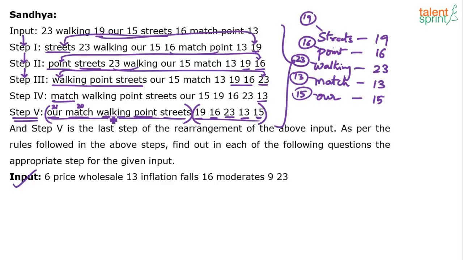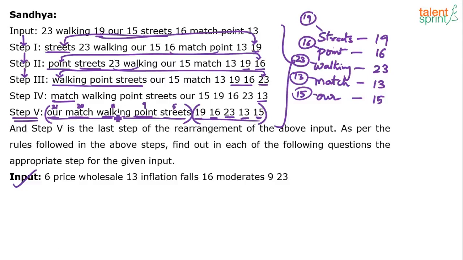Walking, the middle letter here is K. W-A-L on the left hand side, I-N-G on the right hand side. K is the middle letter. And what is K's position? 11th letter of the English alphabet. Point, the middle letter is I. It's the 9th letter. Streets, the middle letter here is E. And E here is the 5th letter.